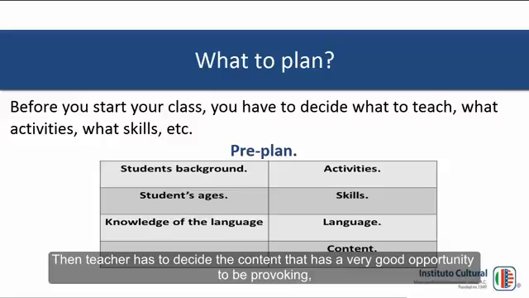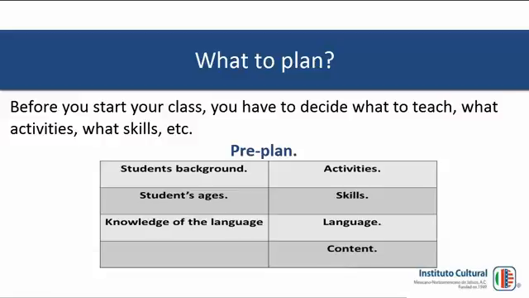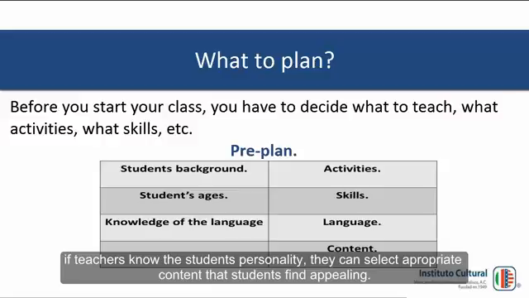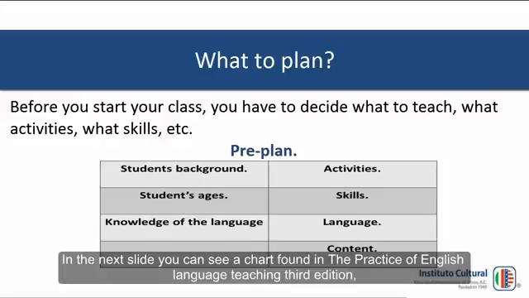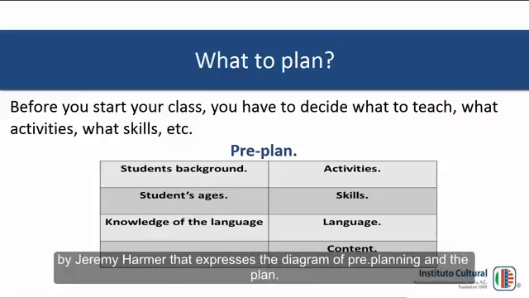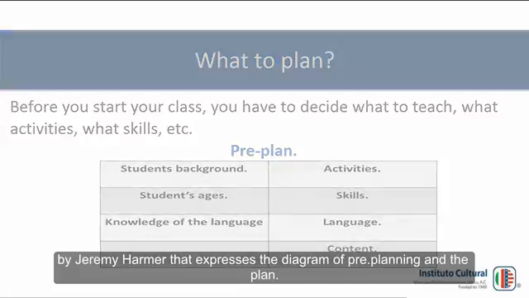Then, the teacher has to decide the content that has a very good opportunity to be provoking. If teachers know the students personally, they can select appropriate content that students find appealing. In the next slide, you can see a chart found in The Practice of English Language Teaching, 3rd edition, by Jeremy Harmer, that expresses a diagram of pre-planning and the plan.